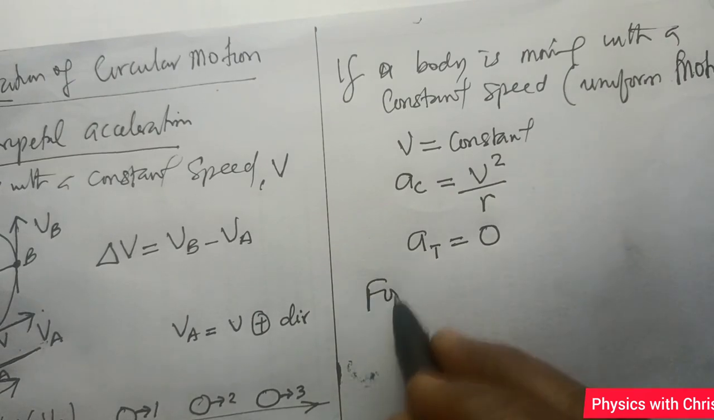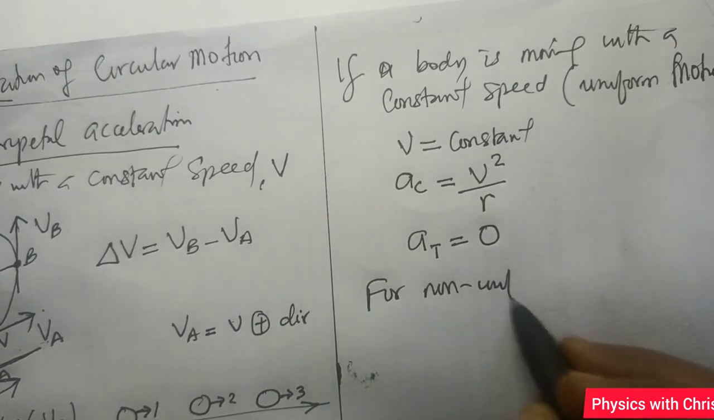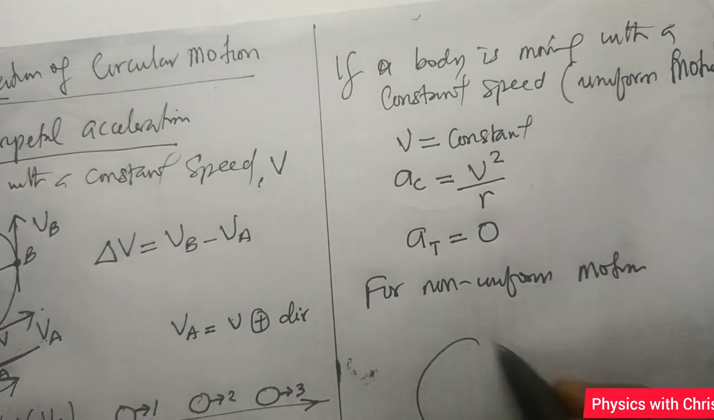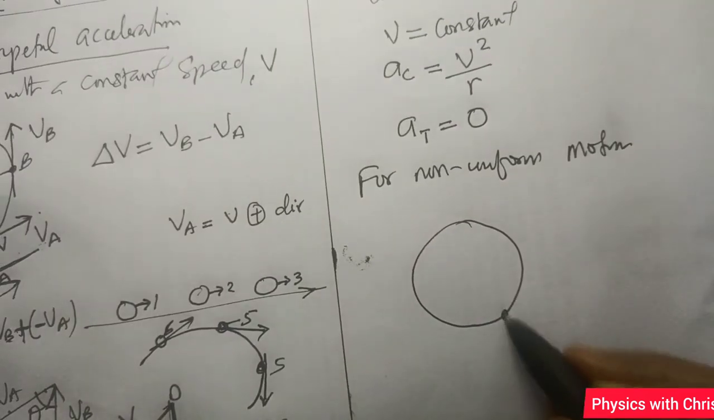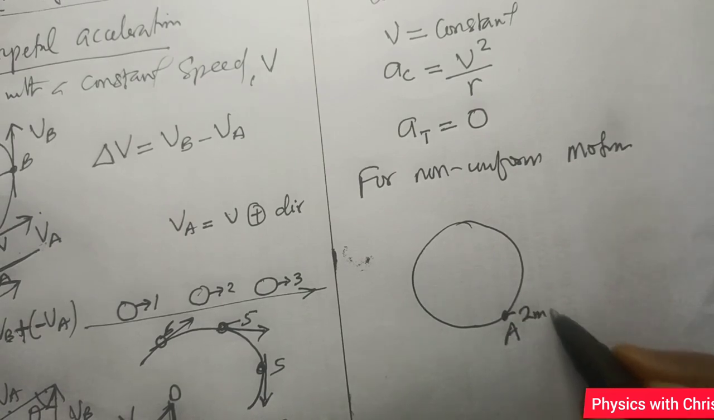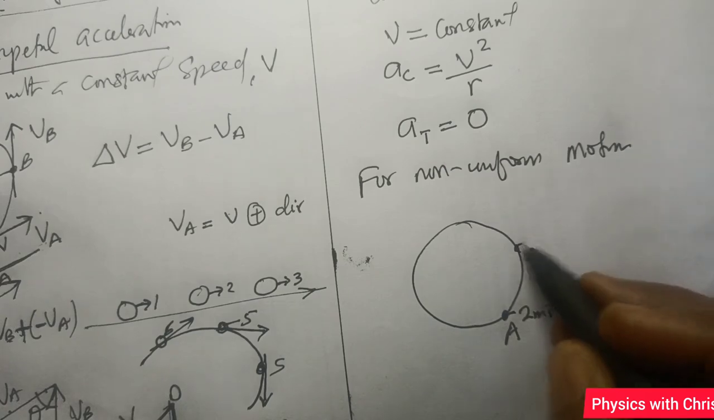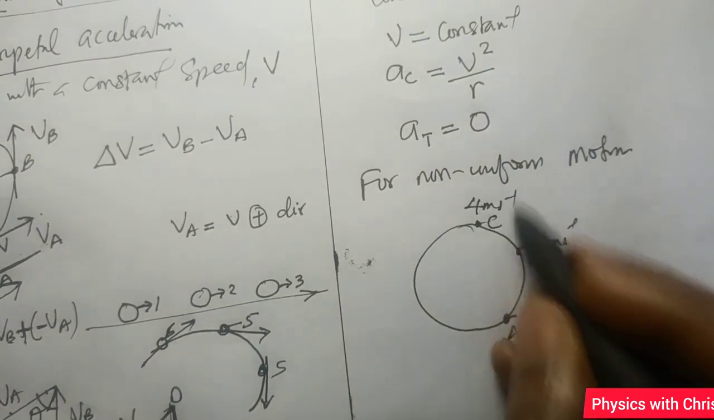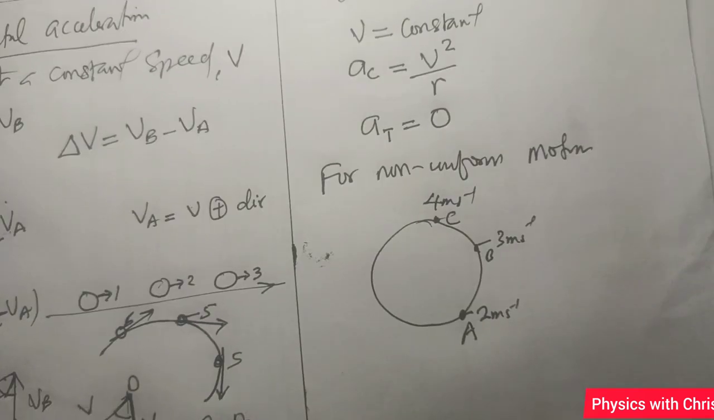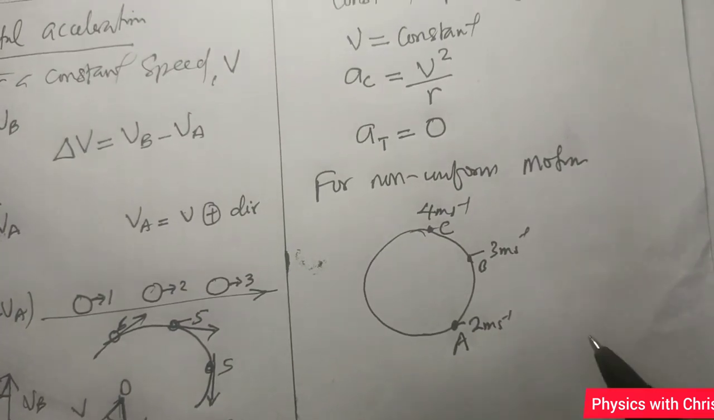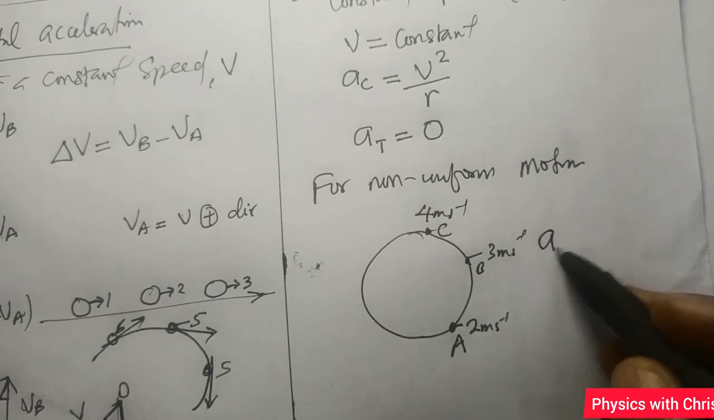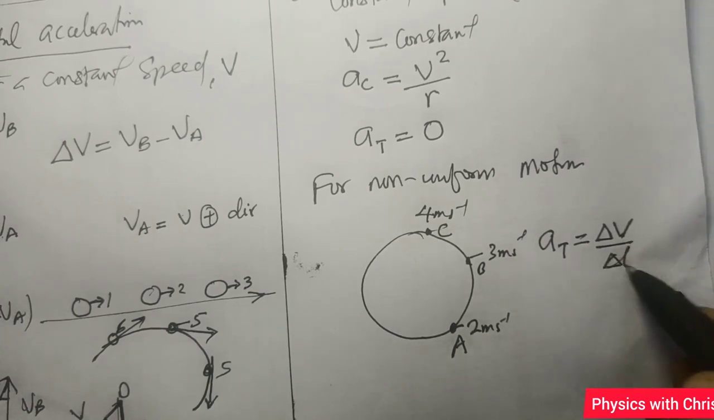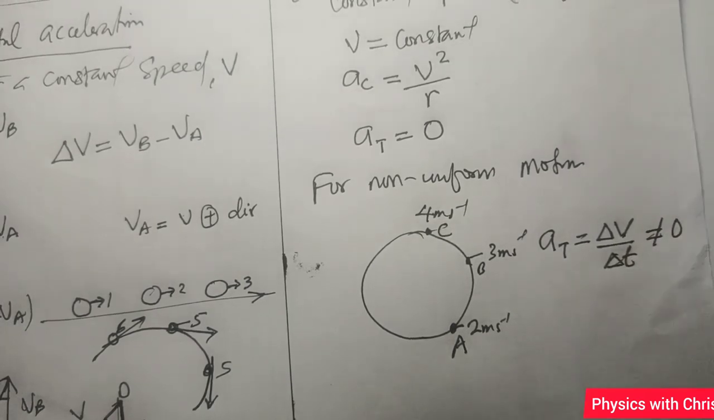Then for non-uniform motion, this is a case where the body is moving along the circular track with increasing speed. Let's say at this point A, the speed is 2 meters per second. When it moves to point B, the speed has increased to 3 meters per second. As it moves to point C, the speed has moved to 4 meters per second. This is the body moving along the circle with an increasing speed. In this case, we can say that the tangential acceleration is just change in speed over change in time, and it is not zero.